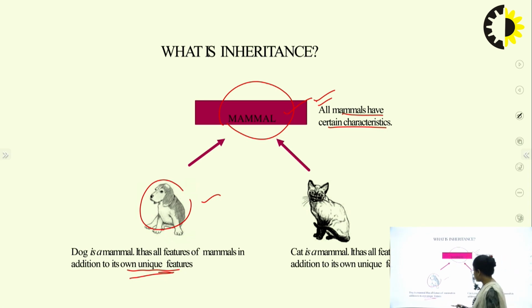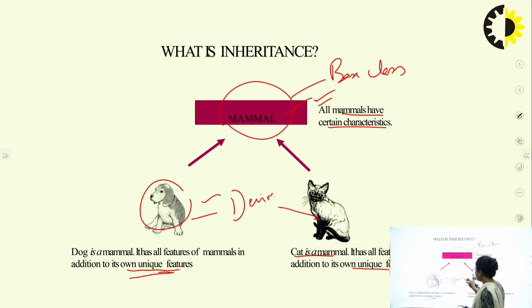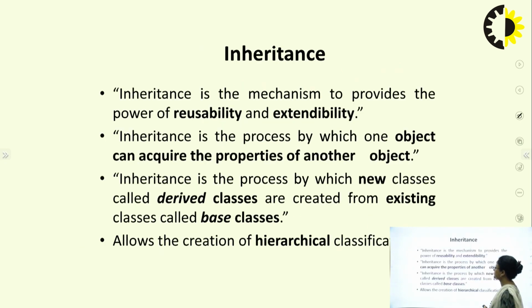So some extra special unique features will be there, in addition to the features which it is inheriting from the base class. Similarly, we can say cat is a mammal. It has all the features of whatever the mammal, the base class, is having. In addition to that, it has some unique features. So here we can say mammal is basically the base class, the old class which is already existing, and dog and cat are derived classes. That means dog and cat classes are inheriting from the mammal class.